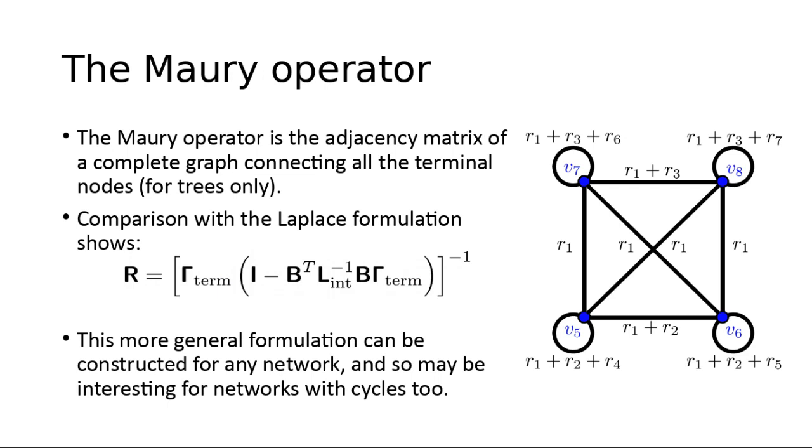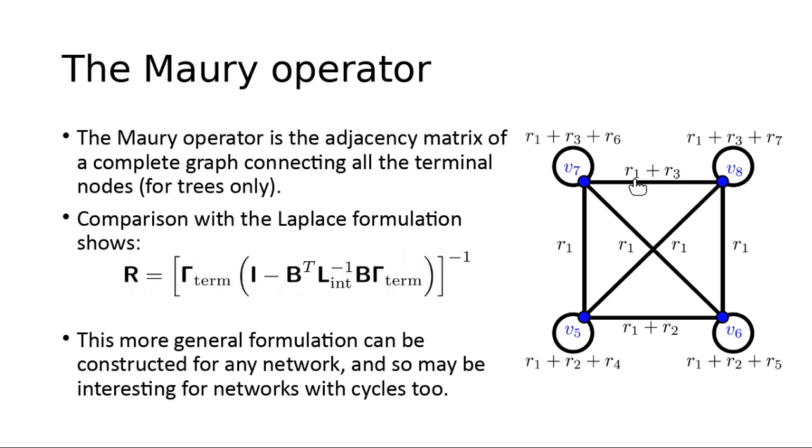So there's another way of representing a system that isn't the Laplacian, and this is what we kind of stumbled on in our research, which is of course the Maury operator, because it's introduced in a book by a guy called Bertrand Maury. Essentially, because this system is a tree, you can describe everything in terms of the terminal nodes. So these are the 4 terminal nodes of our tree, and you can describe the whole system as if it was actually just a graph, a complete graph connecting these nodes.